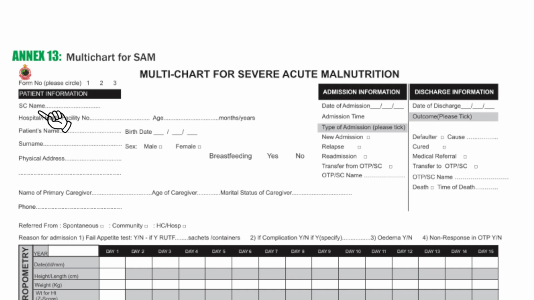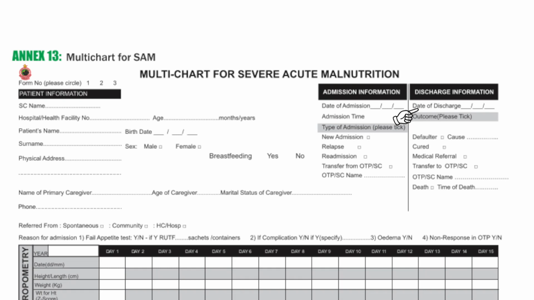Then the SC name to indicate the name of the stabilization care facility and a registration number, which is usually the patient's hospital number. We will begin to fill in patient-specific information such as the patient name, their age, date of birth, address, and information on their caregiver. This allows for their follow-up after discharge. On the same plane, we have the section for admission information, where the date of admission and the type of admission must be indicated. We also have the section on discharge information, where the date of discharge and the type of discharge are indicated. This is filled at the end of stabilization care treatment.